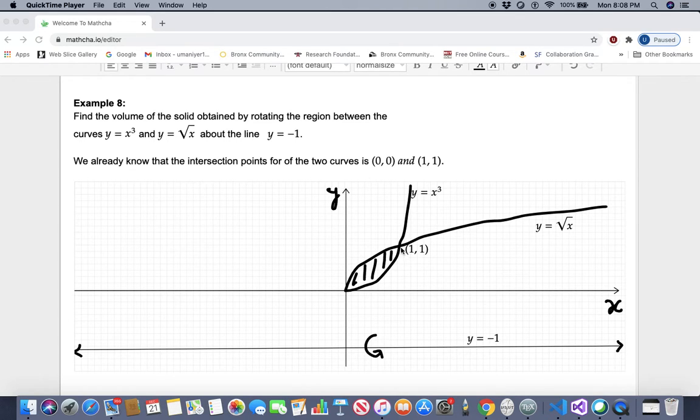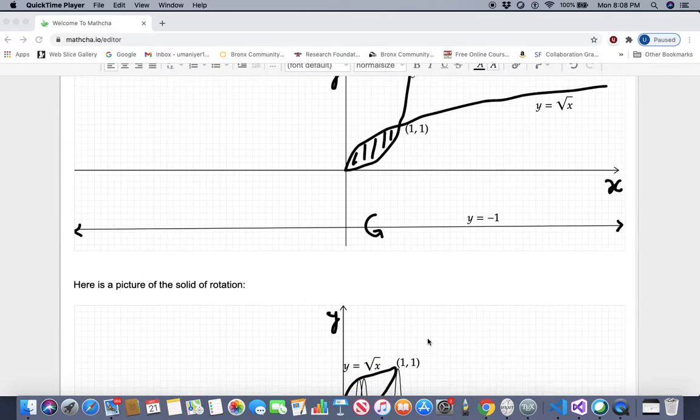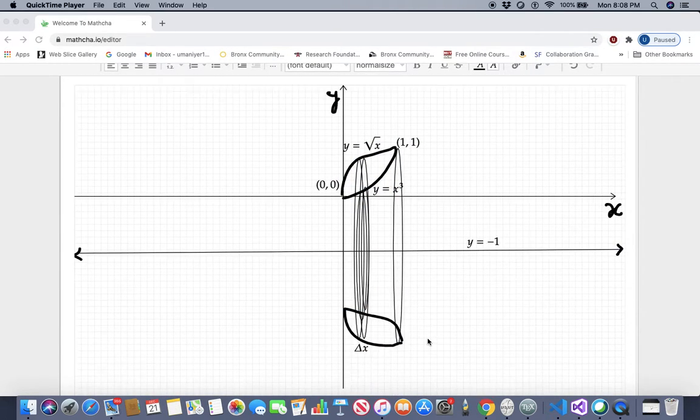We already know the intersection points of these two curves from our previous examples, right? 0, 0 and 1, 1. Now you want to take this region and rotate it about the line y equals -1. Y equals -1 is a horizontal line well below the x-axis, okay? When we rotate it, what happens?